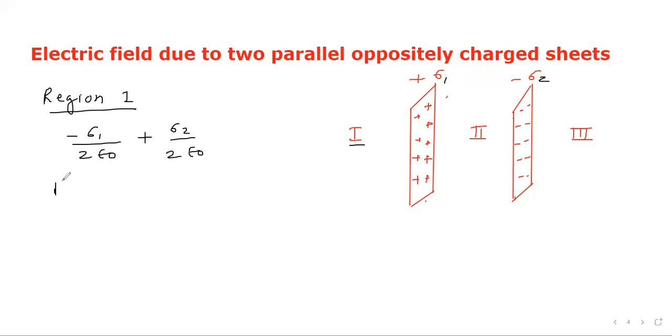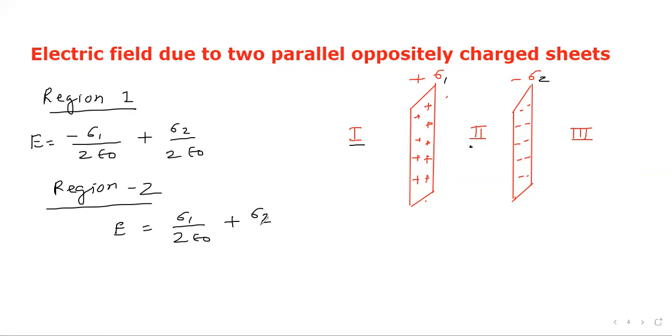Now consider region 2. In region 2, the electric field due to this sheet, the left sheet, will be towards right, and due to this sheet also it will be towards right. So we can say E will be equal to sigma 1 divided by 2 epsilon naught plus sigma 2 divided by 2 epsilon naught.